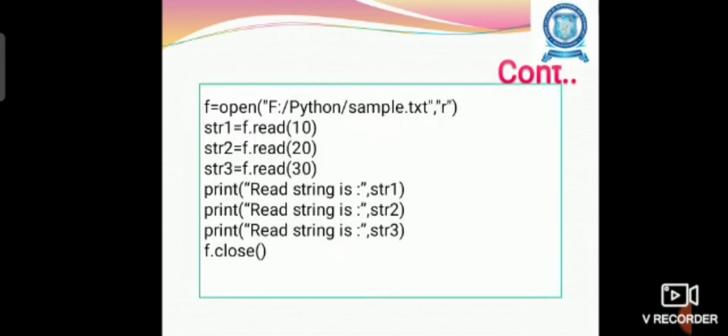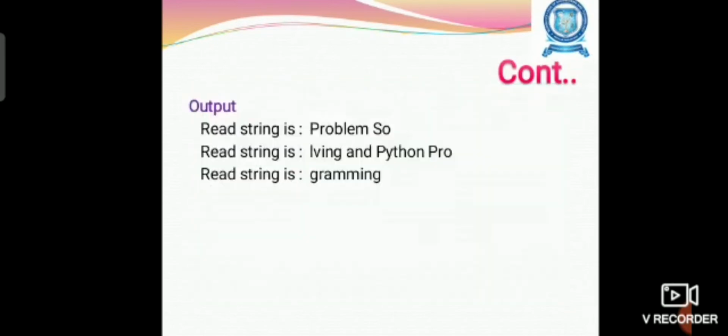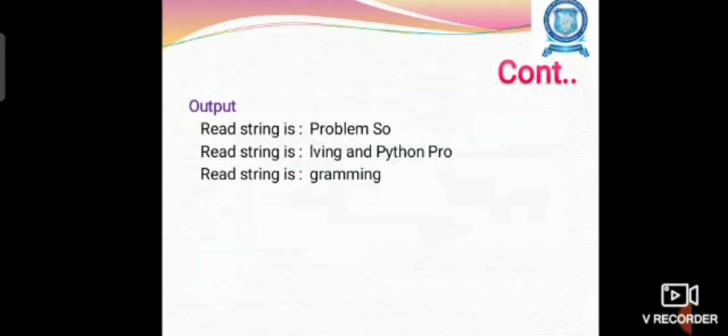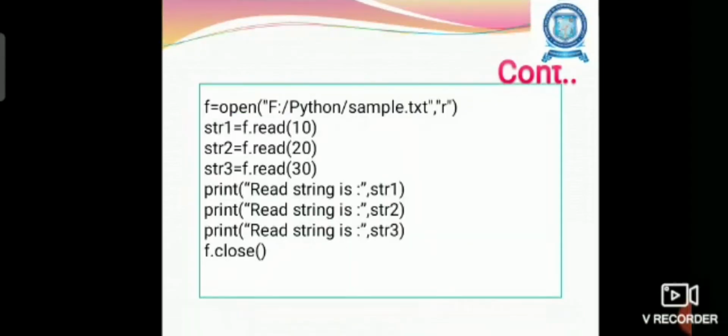By the first print statement we will get the output like this: Read string is, and str1 will have the first 10 characters, that is, problem space so. Remember one thing, the white space will be considered as a character, called a white space character, and one count will be added for that. So including the white space, totally 10 characters will be retrieved in str1.